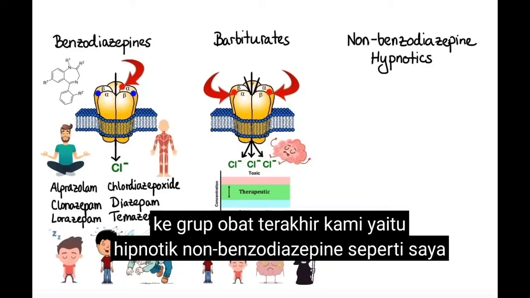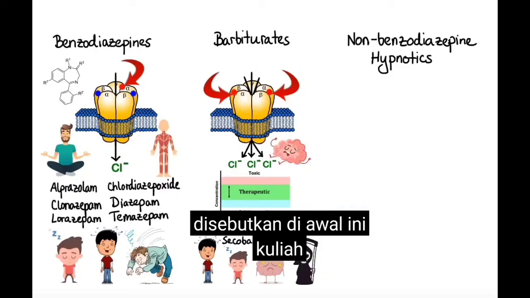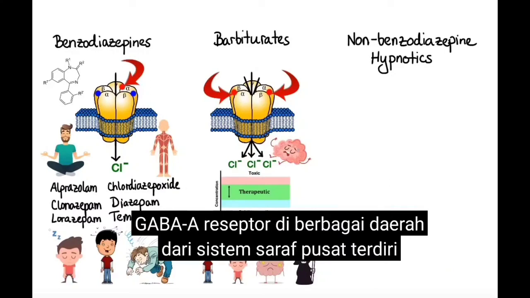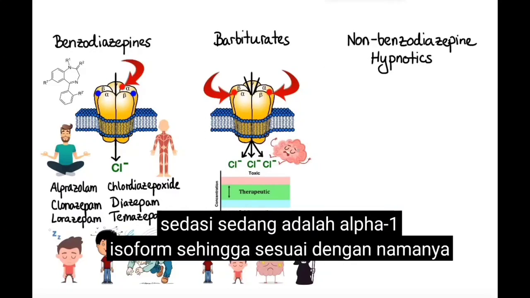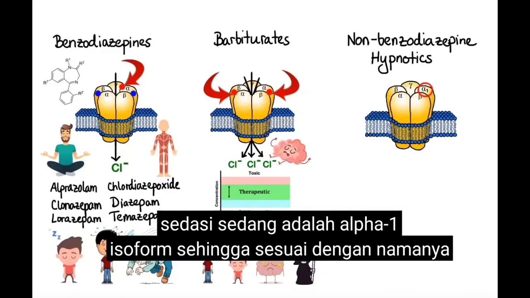Now, let's move on to our last group of drugs, that is non-benzodiazepine hypnotics. As I mentioned at the beginning of this lecture, GABA-A receptors in different areas of the central nervous system consist of various combinations of the subunits. The specific subunit that appears to mediate sedation is the alpha-1 isoform.